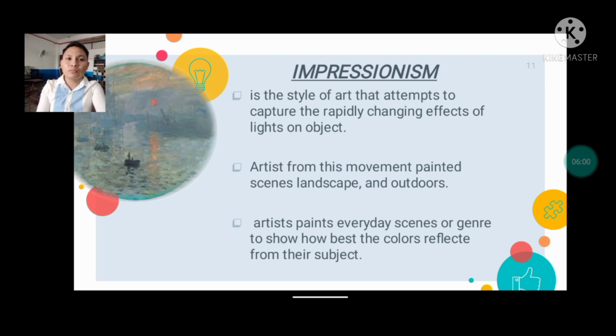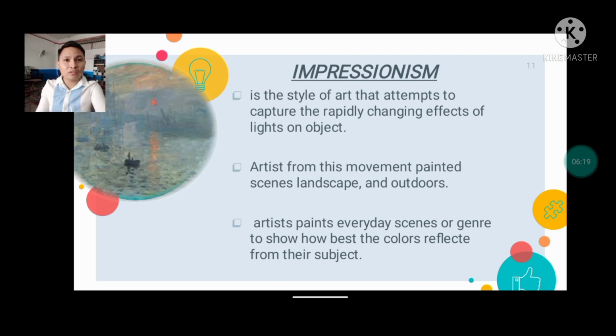Artists from this movement painted scenes, landscapes, and outdoors. As I can say, hindi po sila nakafocus sa loob lang po ng studio type na pag-uuri po ng painting. Gusto po nila sa labas po. For what reason? Una na nga doon, gusto nila makita yung effect ng light sa kanilang ginagawa.